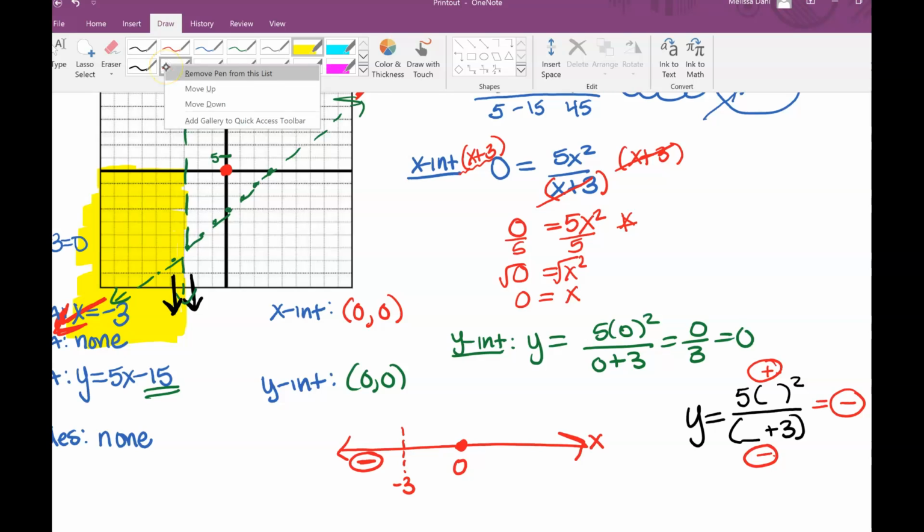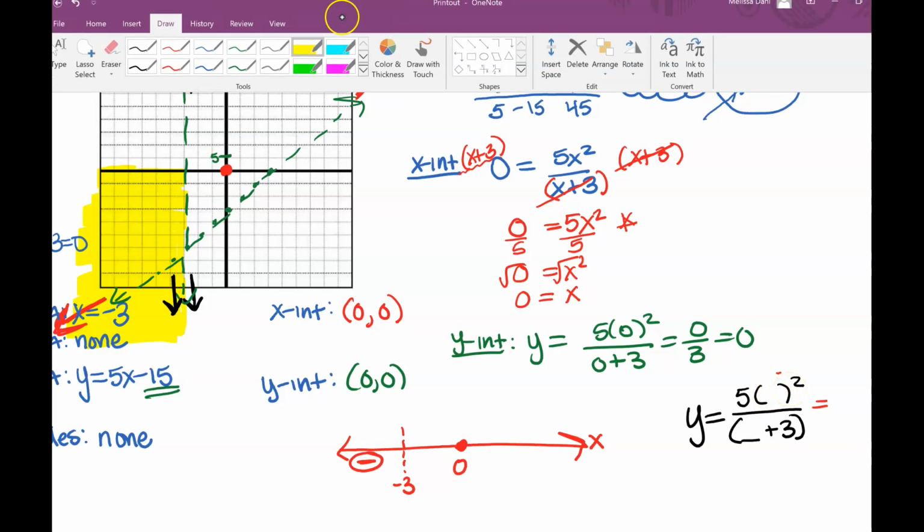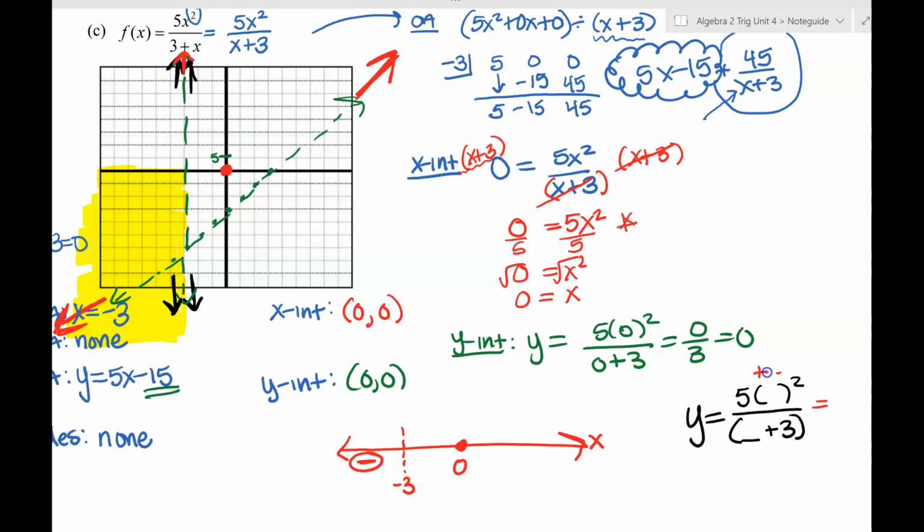So now I'm going to plug in something between negative 3 and 0. So let's say I plug in something like negative 1. What happens? Well, negative 1 squared is a positive, times 5 is a positive, so this is a positive, and negative 1 plus 3 is a positive, and a positive divided by a positive remains positive. So between the asymptote and the x-intercept, I would expect that every x you plug in results in a positive y, meaning you could only graph something above the x-axis.